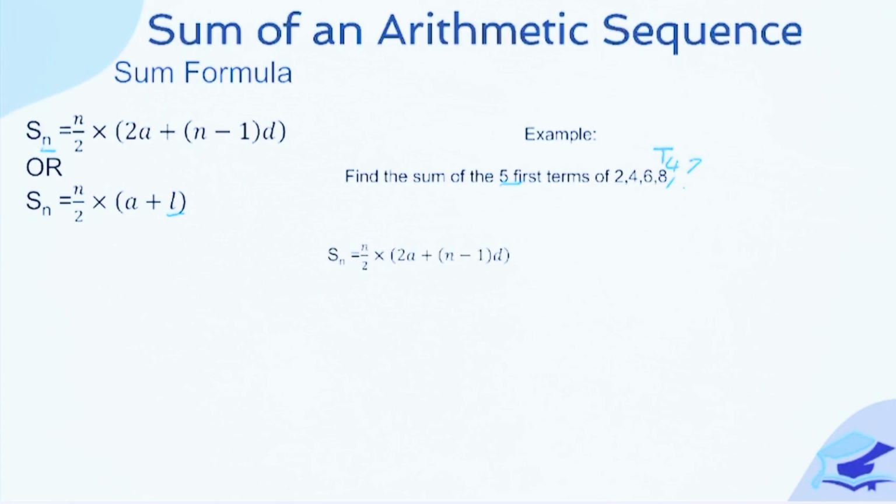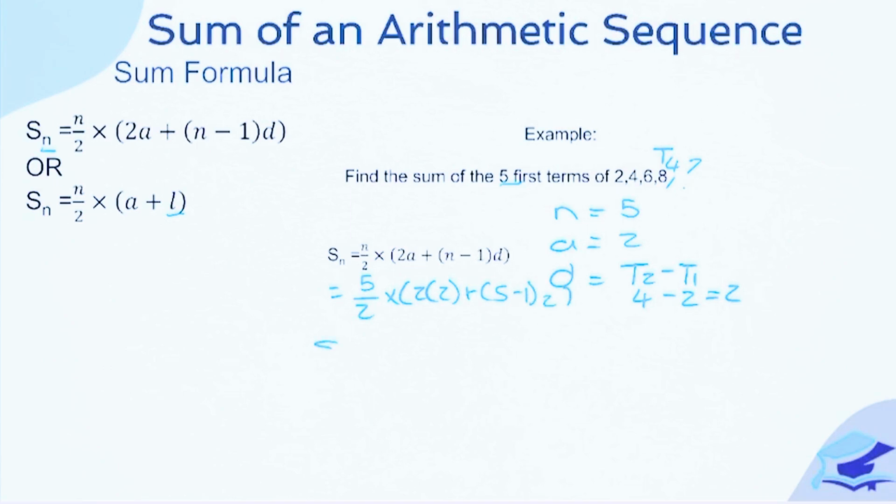Find the sum of the 5 first terms for the sequence 2, 4, 6, 8. 8 is term 4, but we don't know what term 5 is. We're going to start off with the first formula. We need N, A, and D. We know that N is the fifth term, A is 2, and the difference is term 2 minus term 1, which will be 2. We can then plug these values in to our formula given. We plug all this into our calculator and we get that the sum of the nth term is 30.